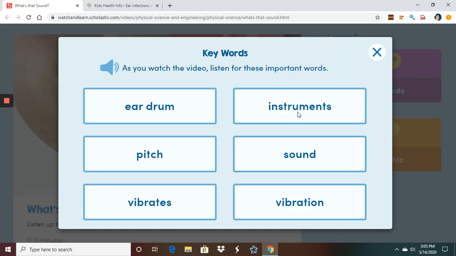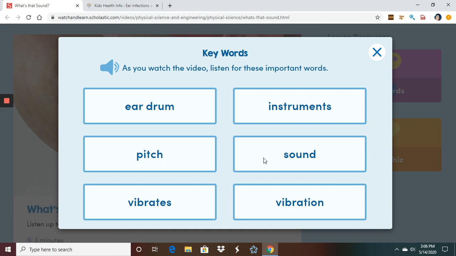Okay, the next word is instruments. Now, instruments could be anything. It could be the drums that you use, it could be a tambourine, it could be a piano. Anything that makes noise or maybe makes music is an instrument. Our next word is sound. Now, a sound is anything that makes noise. A sound could either be really, really high or really, really low. If a sound has a really high tone, it has a high pitch, but if it has a low, low sound, then it has a low pitch.